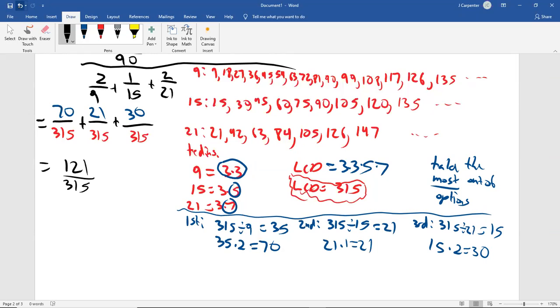And then you go, oh no, are there any common factors? Well, if you know your primes really well, 121 is just 11 times 11. So 11 is the only number that goes in the top.